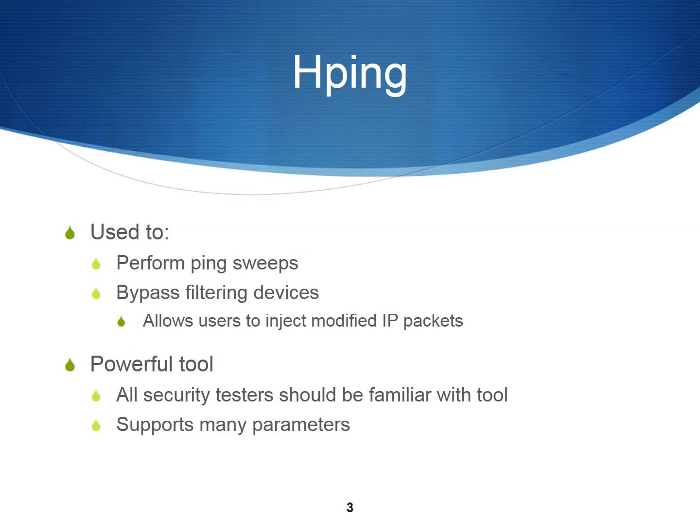Hping. Hping is used to perform ping sweeps, and it can bypass filtering devices. It allows users to inject modified IP packets. Hping is a powerful tool, so all security testers should be familiar with it, as it supports many parameters to fine-tune its operation.